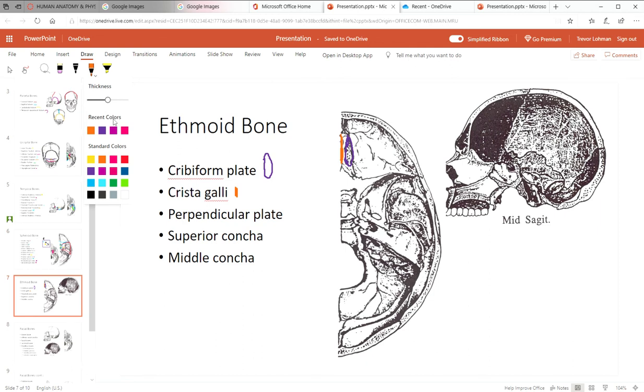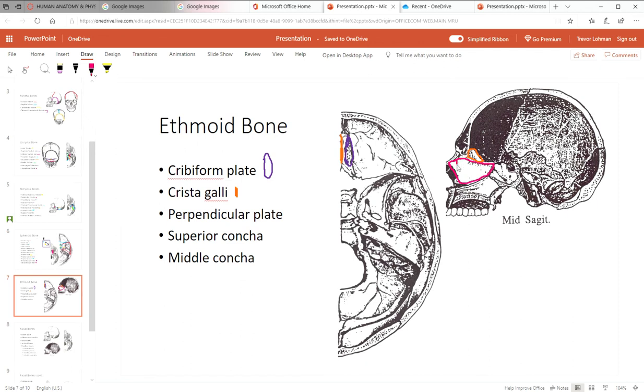This next structure is one of the few structures whose name just makes a ton of sense, and it's right here. It's called the perpendicular plate. And guess what? It is a perpendicular plate, so I love that name. Before I explain perpendicular plate, I just realized it's very easy to label crista galli in this mid-sagittal view, so I'm going to do that. So if you kind of see what I mean about it looking like a fin, you can sort of see it there. And then in this view, you're just looking at it from a top-down angle, so it just looks like a thin line. But anyway, back to perpendicular plate.